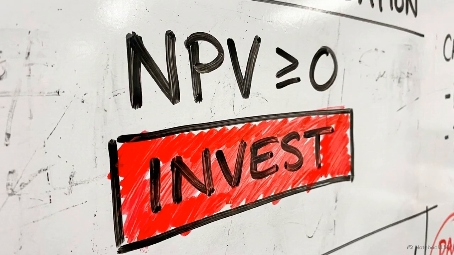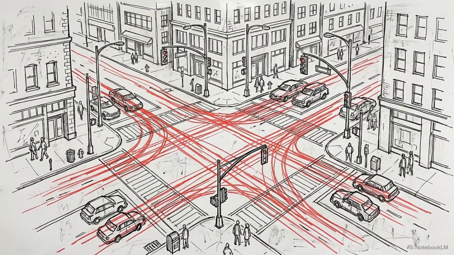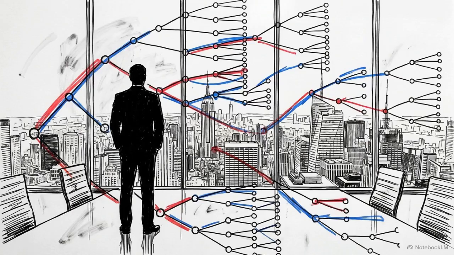But a fatal assumption hides inside that formula. It forces executives to treat investments as now or never decisions that cannot be undone. In real-world strategic management, the future is volatile. Markets shift and competitors react. Managers possess the flexibility to adapt to that volatility as it unfolds over time.